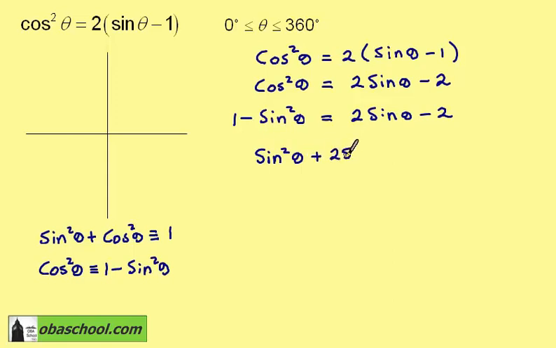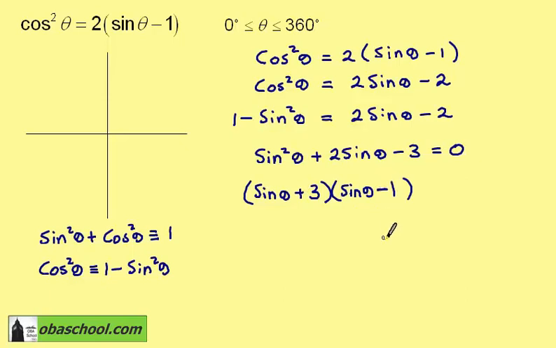plus 2 sin theta minus 3 is equal to 0. So we have a quadratic equation. We can solve this quadratic equation by factorizing into two brackets. Put a sin theta in each bracket. A 3 and a 1. And to get plus 2 sin theta, this must be a plus and this must be a minus.